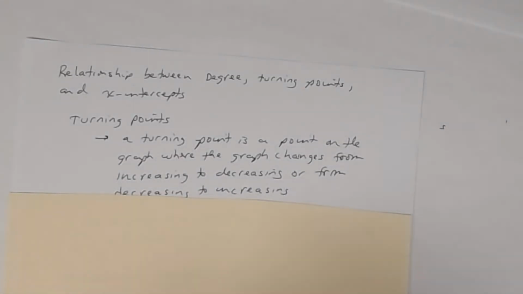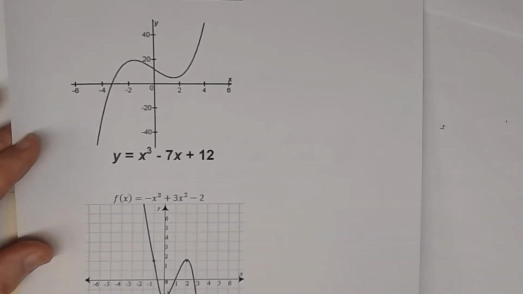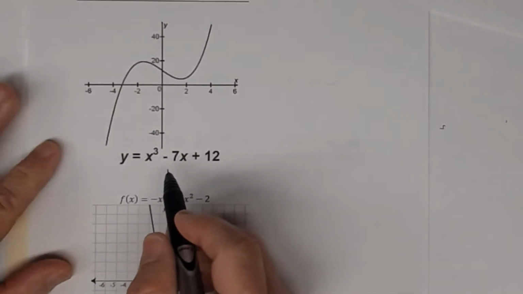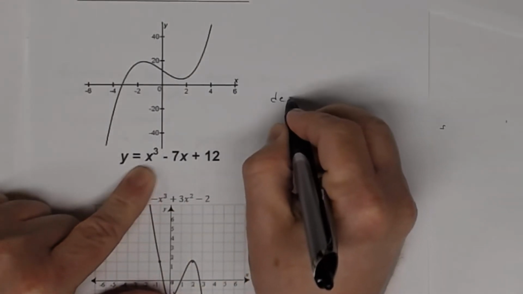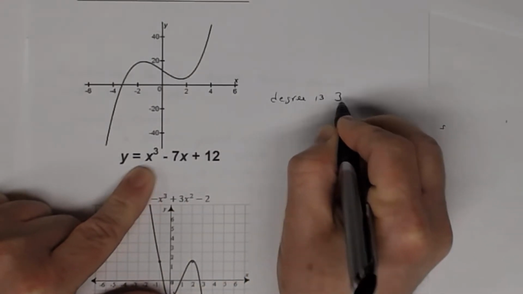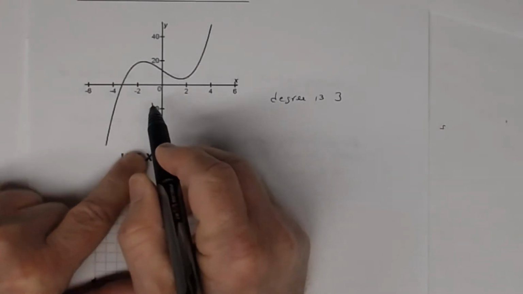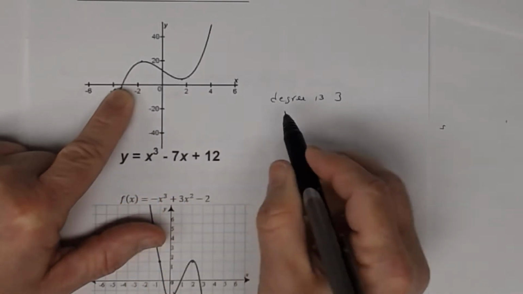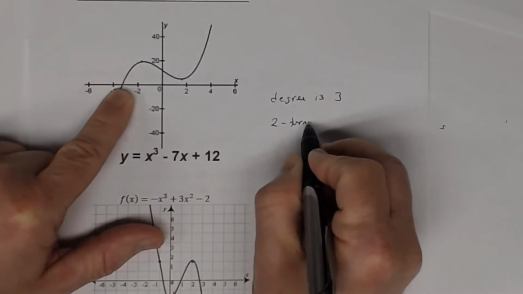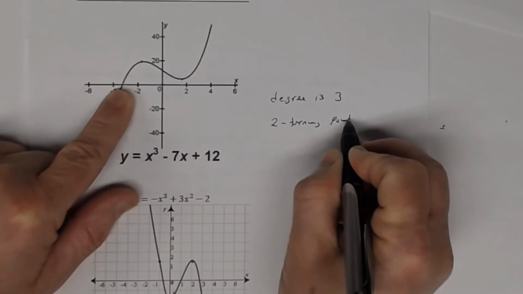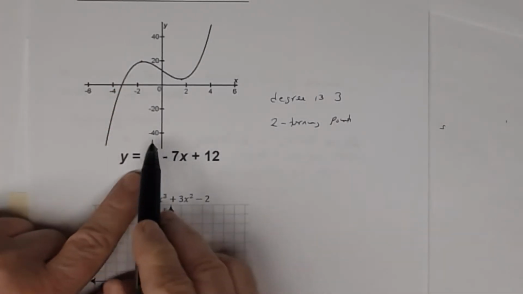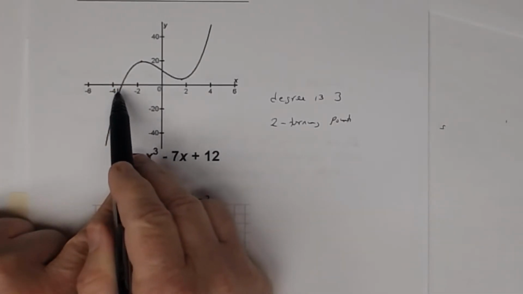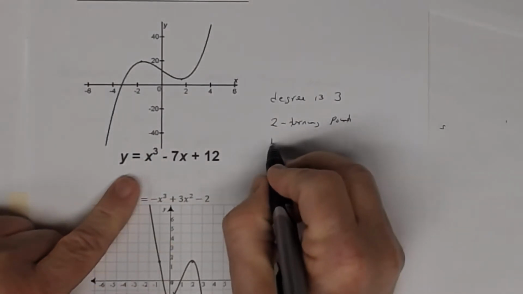All right, now let's look at one more graph before we look at the relationship. Let's look at a cubic. So notice x cubed. The degree is 3, correct? That's the largest exponent. There is one turning point and another turning point. So there are 2 turning points here. Over here, for the x-intercepts, there's 1 x-intercept. That's the only place where the graph crosses the x-axis.